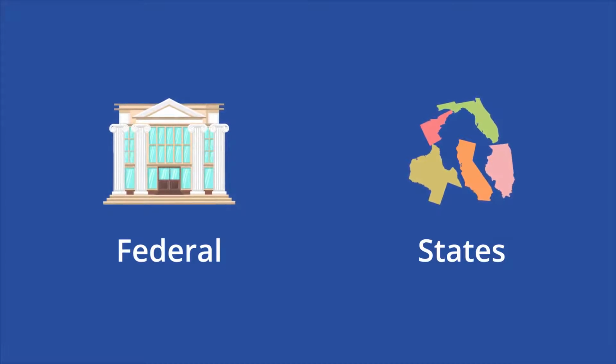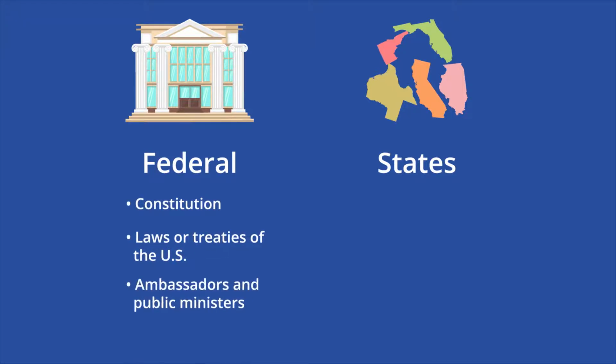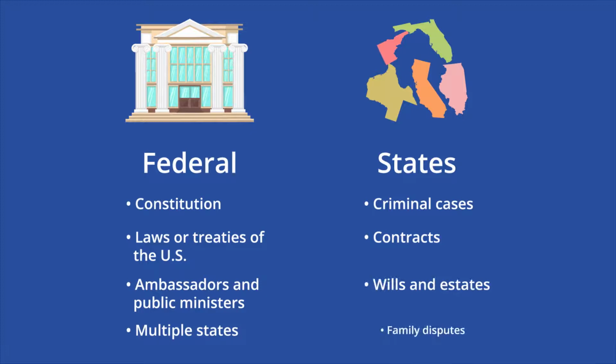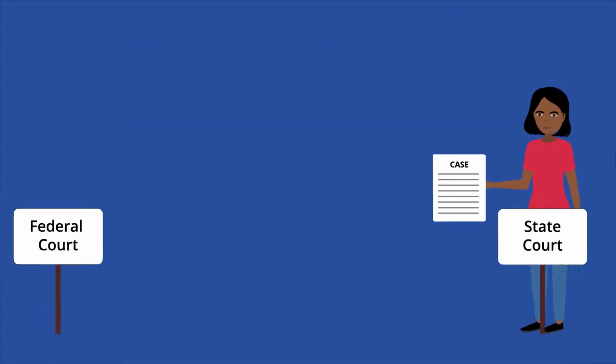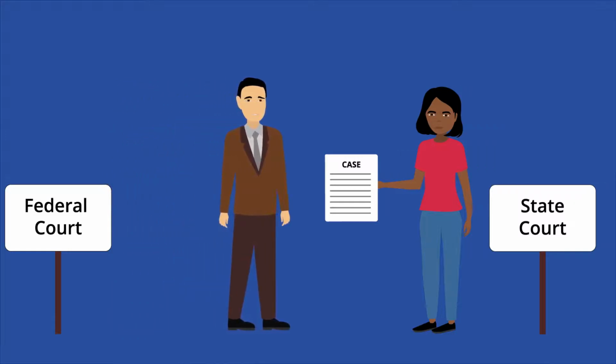The United States has both a state and federal court system. The two systems have different jurisdictions, meaning they are allowed to hear different types of cases. Federal courts mainly have jurisdiction in cases that deal with the Constitution, larger treaties of the U.S., and ambassadors and public ministers, as well as in cases that involve two or more states. State courts, on the other hand, are more likely to hear criminal cases and cases involving contracts, wills and estates, and family disputes.